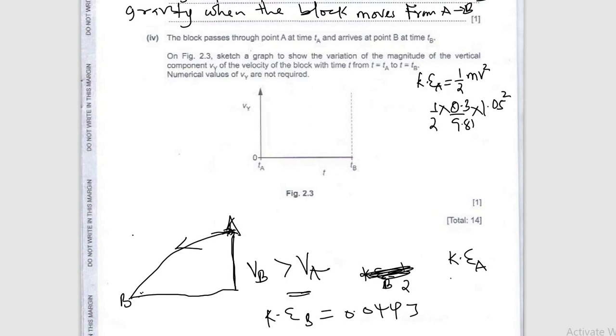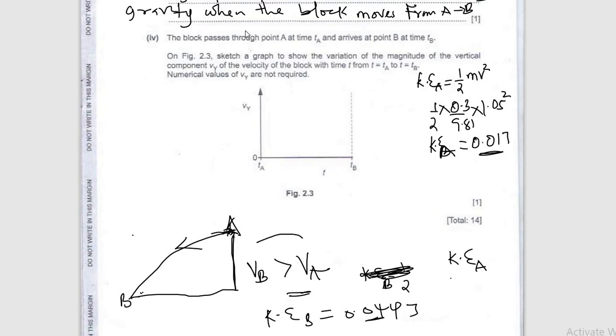0.3 divided by 9.81, multiplied by 1.05 times 1.05, times 0.5. I calculated the kinetic energy at A. It was 0.017. You can see the kinetic energy at A is less than that of B.